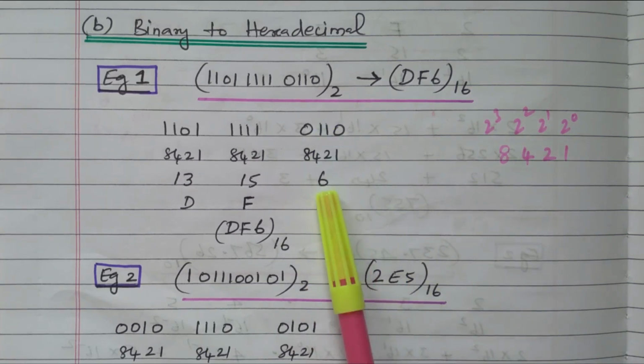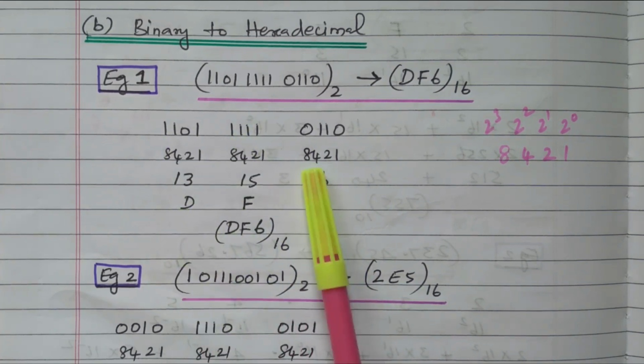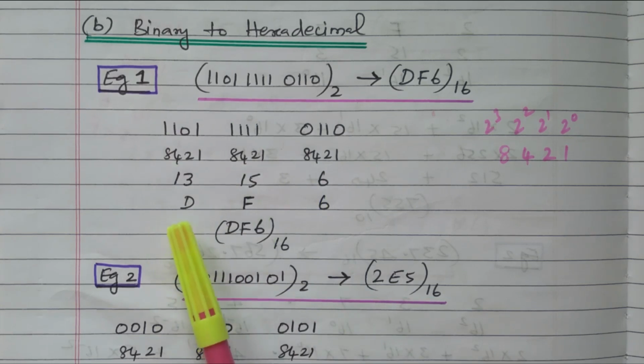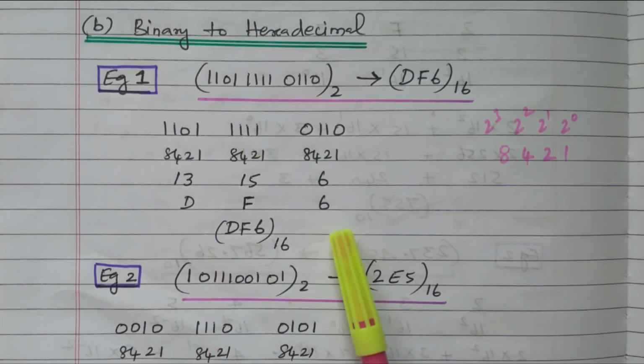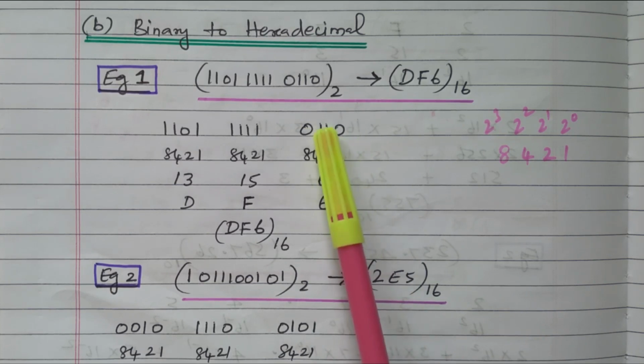So we need to convert each group separately, and 8421 is written for each and every 4 digits. Here the first digit is 0, only the second and third digits are available. So we add only 4 plus 2, which is 6. 8 into 0, 1 into 0, only 1 into 4 plus 1 into 2. So 4 plus 2 is 6.